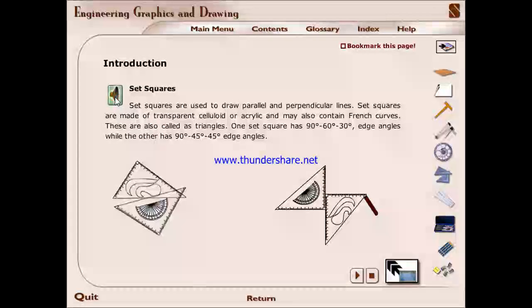Set squares. Set squares are used to draw parallel and perpendicular lines. They are made of transparent celluloid or acrylic and may also contain French curves. They are also called triangles. One set square has 90 degrees, 60 degrees, and 30 degrees edge angles, while the other has 90 degrees, 45 degrees, and 45 degrees edge angles.